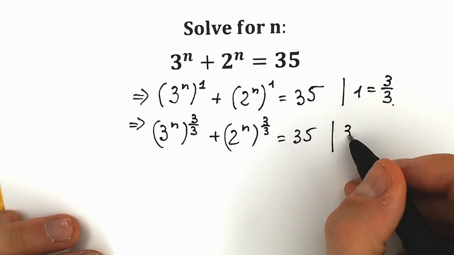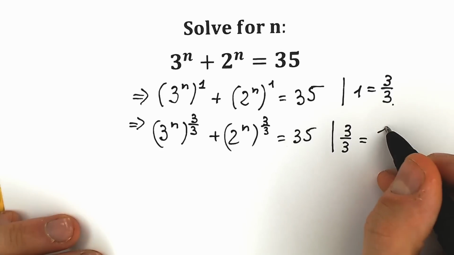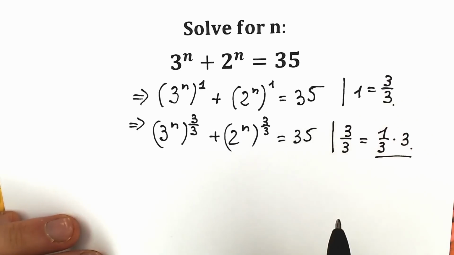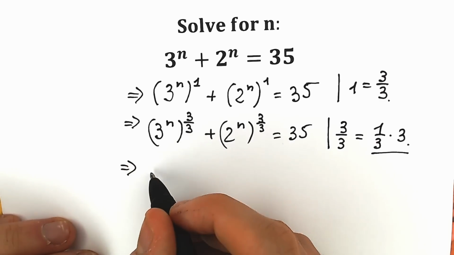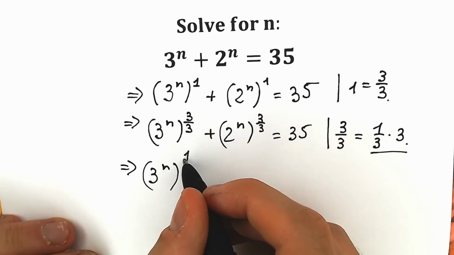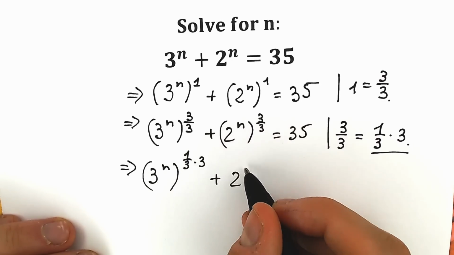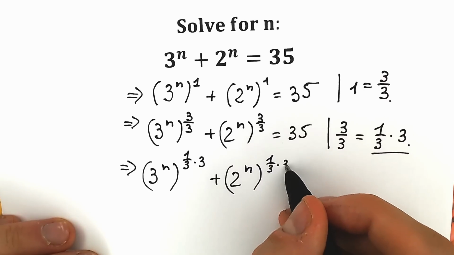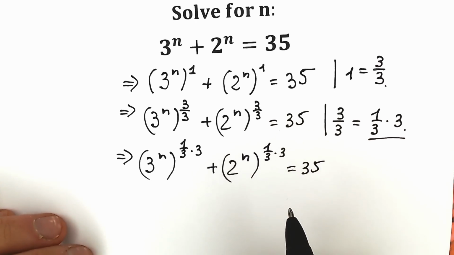Instead of this 3 over 3, we can easily split it into two parts. So we can write it as a product, 1 over 3 times 3. So instead of this 3 over 3, let's write this product. Let's do the thing right now. So as a result, we have 3 to the power n raised to the power 1 over 3 times 3, and we have plus 2 to the power n raised to the power 1 over 3 times 3 equal to 35. So I hope you understand this step.